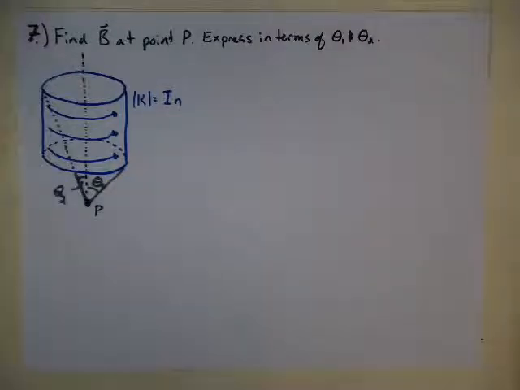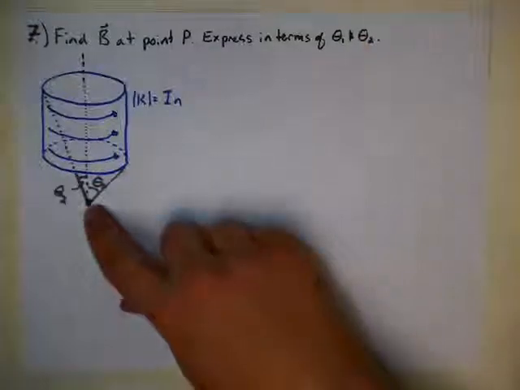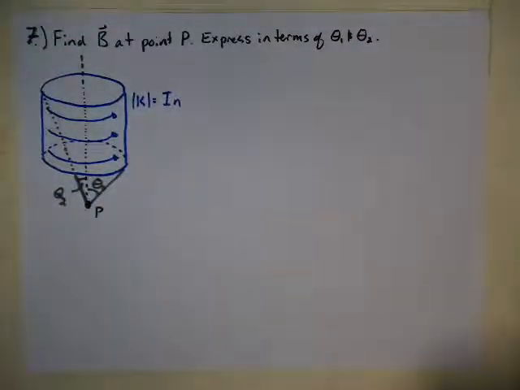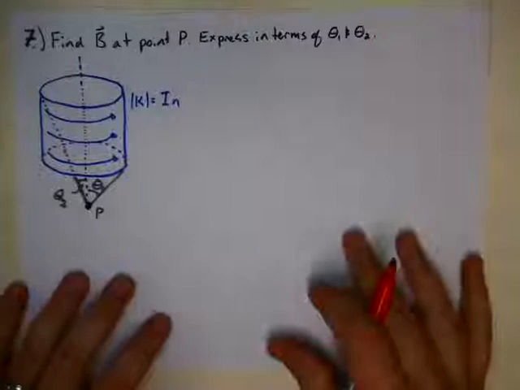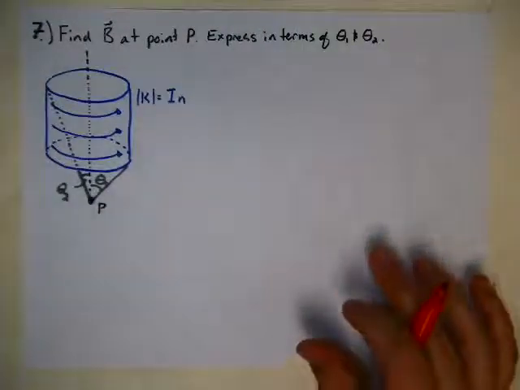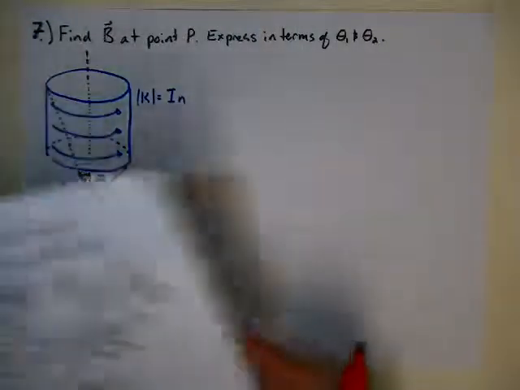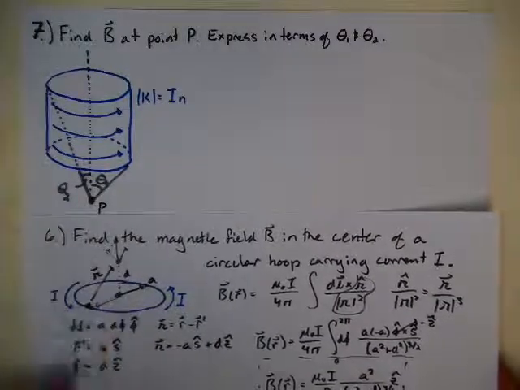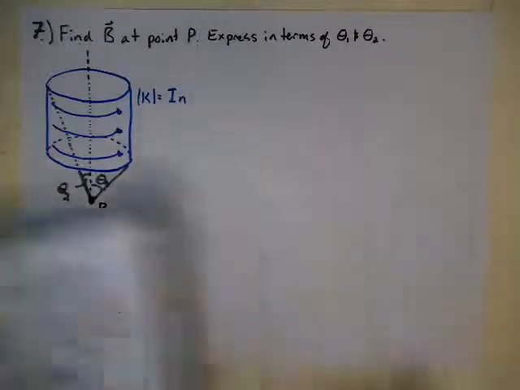Homework 5, problem 7. Find the magnetic field at the point P here along the axis of a finite length solenoid. In order to do this one, you could try using the Biot-Savart law, but I actually think it's easier if we just build this from a bunch of loops, which we've already done, right? In problem 6, we found the magnetic field a distance d from the center of a current loop.